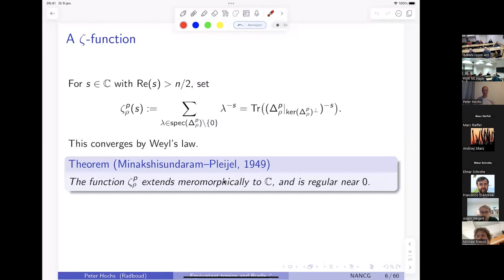To summarize, our Laplacian has discrete spectrum, yes? That's right, there's a discrete spectrum. Okay, I can write a sum. And we have Weyl's law, because we're going to come back to it.